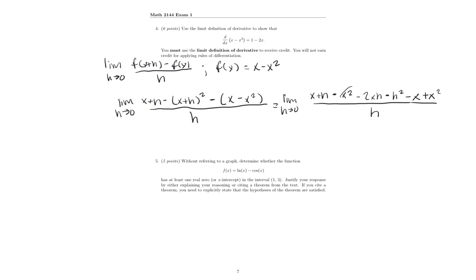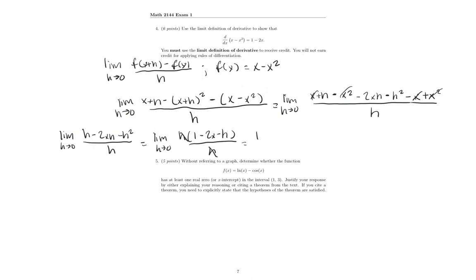We can cancel out these x squareds, and we can cancel out these x's. And so then we're just left with the limit as h goes to 0 of h minus 2xh minus h squared all over h. And so now that the numerator has these h's in common, we can factor one out. So that's going to be the limit as h goes to 0 of h times (1 minus 2x minus h) all over h. And so now we can cancel those h's out.